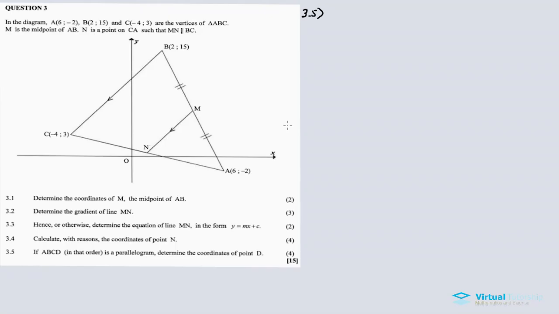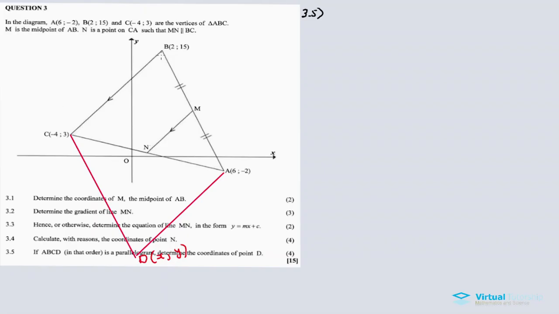Now in 3.5 they say if ABCD in that order is a parallelogram, determine the coordinates of D. We want the coordinates of D. Let's see. A, B, C, D must be in order to have a parallelogram. So it's going to be something like this. But if I look carefully, it looks more like a rhombus. Yes, okay, it's a parallelogram.